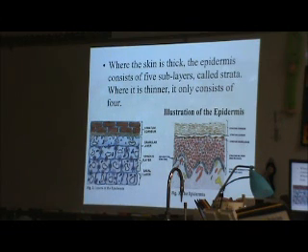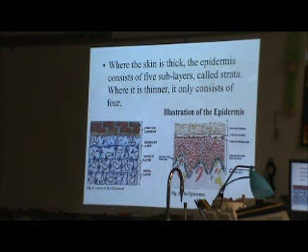Which of the layers is missing in our thinner skin? The stratum lucidum. Good job. It's that easy. Questions before we move on? It's missing in the thinner skin. The diagram on your left illustrates our thinner skin. The diagram on the right illustrates our thicker skin.